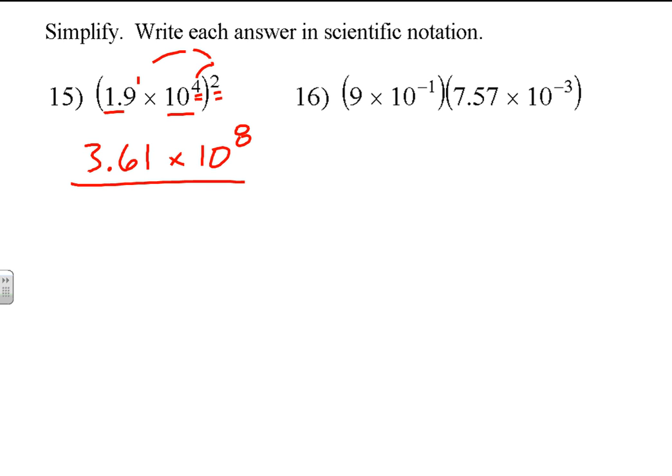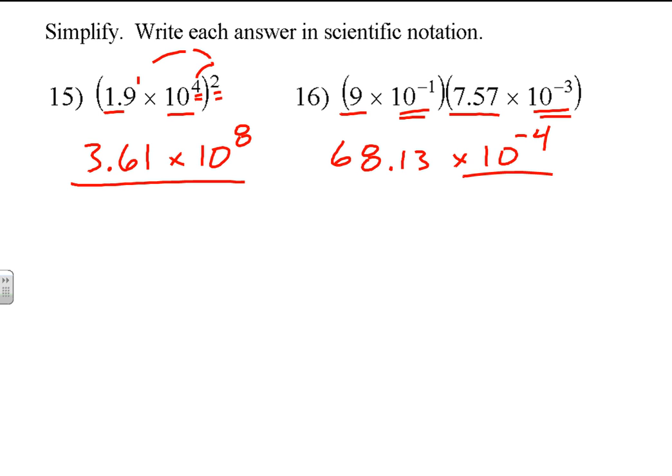And we're thinking, hey, this is great. Not too bad at all. We just take the regular numbers, work with those. The tens, work with those. Sometimes things get a little bit trickier. Negative number times negative number. So I've got 9 times 7.57, and that is 68.13. I'm just going calculator here, of course. How many tens do I have? Negative 1 and negative 3. So times 10 to the negative 4th. Half of this looks like scientific notation. The other half, though, is not scientific notation.